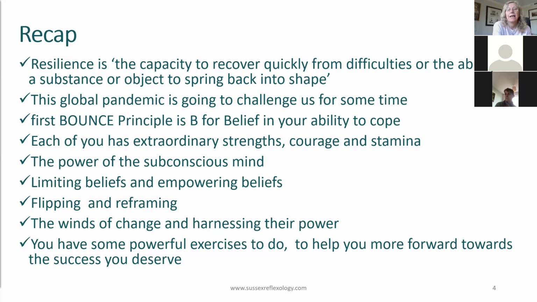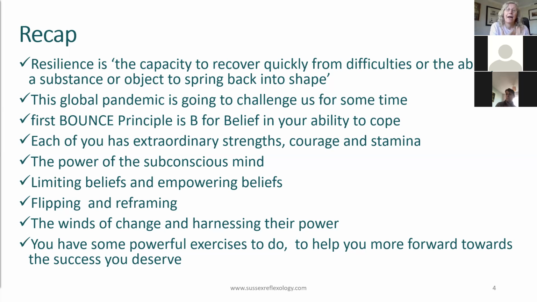So we looked at the power of the subconscious mind and how it goes with our strongest thought and feeling, and how some of our beliefs, which may well have served us when we were younger, actually limit us and hold us in a stuck pattern of repeating behaviour or repeating thoughts and keep us stuck.